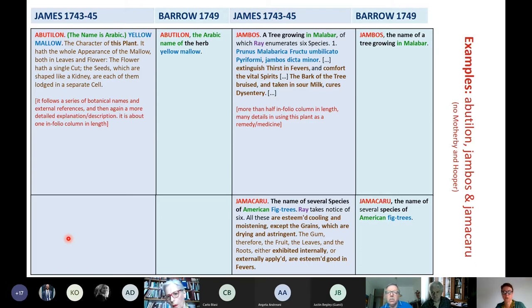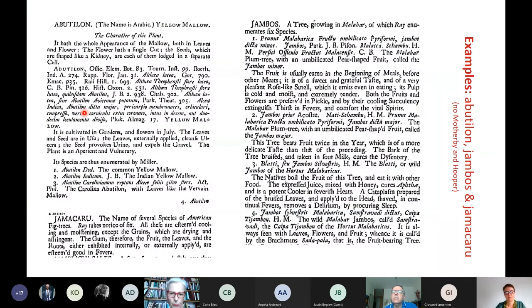So there are many terms that are not included in the other dictionaries. This is an example. These are Abutilian, Jamakar, and Jambus as in James' dictionary. You can see that they are very, very detailed with many external sources, and these are arranged according to the different kinds of Abutilian. Jamakar instead is very concise. And Jambus again is organized according to the differences between Prunus malabarita or Jambus prior, etc.